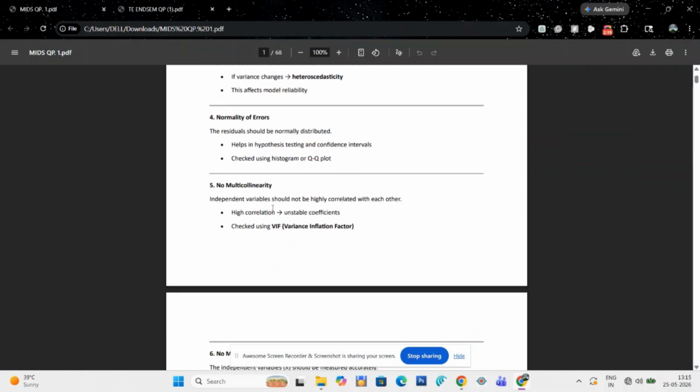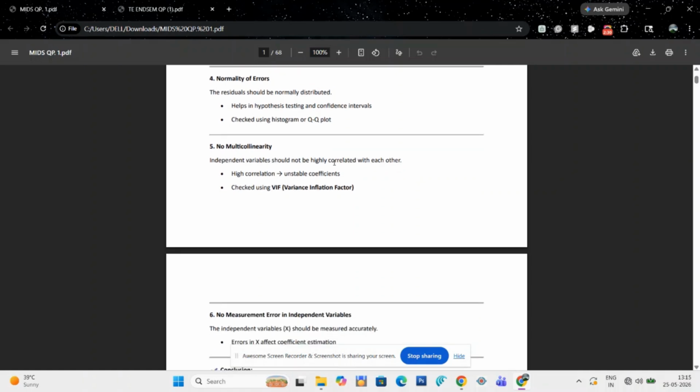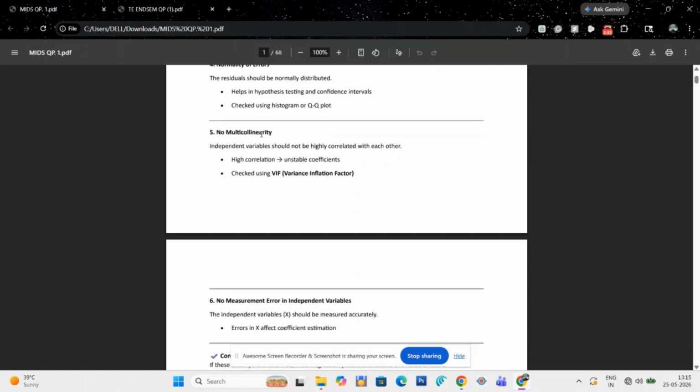Next is normality of errors. The residuals should be normally distributed, which helps in hypothesis testing and confidence intervals, checked using histograms and QQ plot. The fifth is no multicollinearity. Independent variables should not be highly correlated with each other. High correlation means unstable coefficients. We check this using VIF, the variance inflation factor. So using this factor we check the multicollinearity.